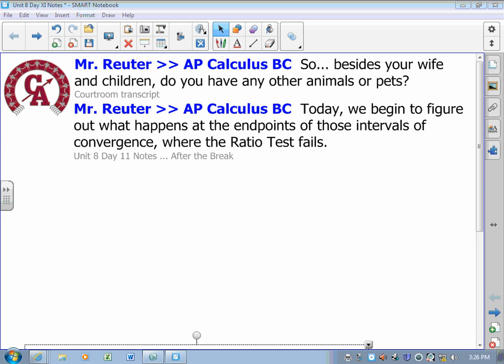Okie dokie, friends. So, on today's show, we take a look at the endpoints of the interval of convergence. Because we have been talking about, okay, I got a ratio test. Ratio test gives me an interval of convergence. If we're within the interval, then the series converges. If we're outside the interval, then the series diverges. But the ratio test fails at the endpoints of our interval. So what happens at the endpoints of our interval?